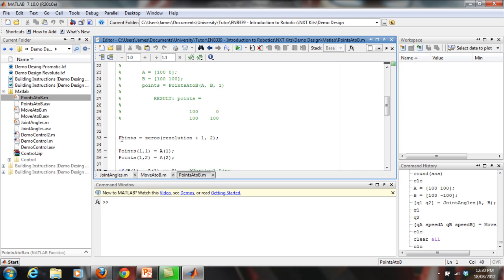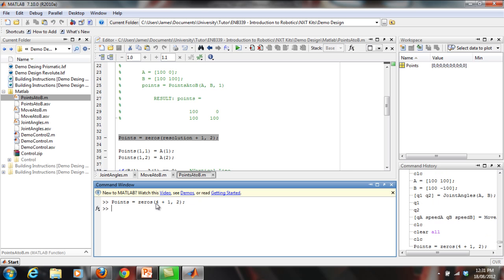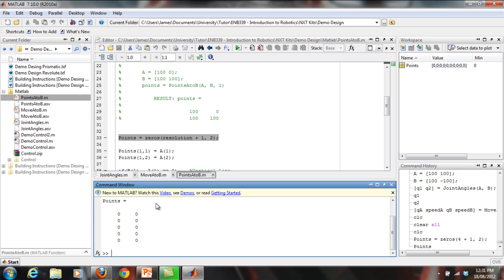Okay, so the first thing I do, again, you don't have to understand this greatly, so if you get confused or lost, don't worry about it too much. But if you do get lost or confused, just let me know, and I'll try and sort you out. Okay, so points equals zeros, resolution plus 1, comma 2. What this is doing is, if I call it down here, let's say our resolution is 4. Then if we call points to see what it is, all I'm doing is initializing my array of points.